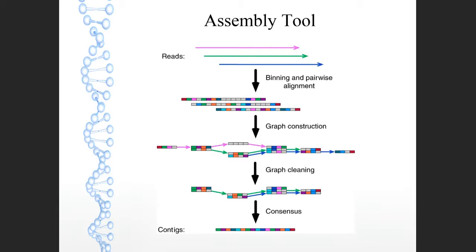So this allows us to correct for errors. If you look at this graph, you can see that we can correct for some of those gray boxes, or unknown boxes, by aligning first before we make our graph. We can then go through a graph cleaning step to form our consensus sequence. So this allows us to create an accurate assembly despite the fact that we have lots of errors in our original raw data.